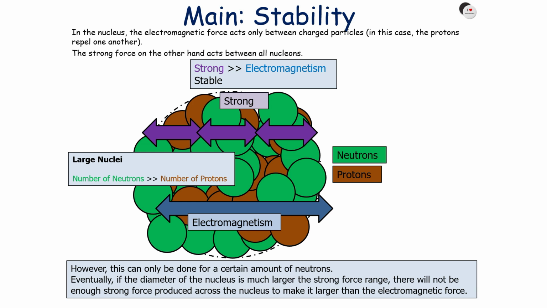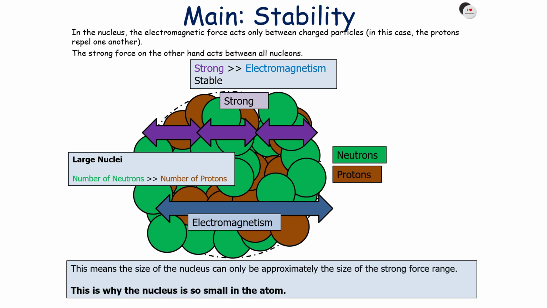Now eventually though, this is only a bit of a short-term fix, because if the diameter of the nucleus is so much larger than the strong interaction range, there will not be a large enough strong interaction produced across the nucleus to make it larger than the electromagnetic interaction. So this means that the size of the nucleus can only really be approximately the size of the strong force interaction, which is why the nucleus is so small in the atom.